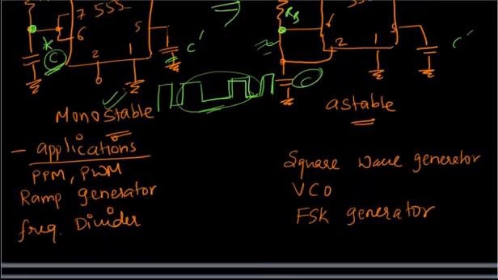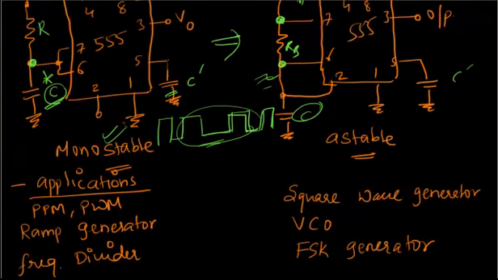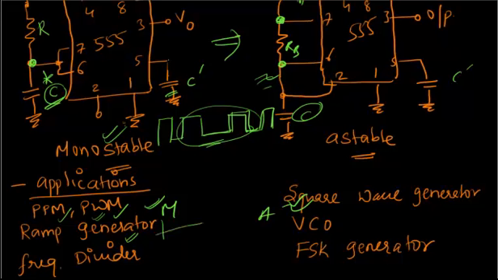Now let's just look at the applications here. These are the applications for monostable, and these are the applications for astable. Pulse position modulation, pulse width modulation, because I told you we can control the pulses in the monostable, so you can use it for modulation. Ramp generator: see, the capacitor output is something like this, right? So you can use it like a ramp.